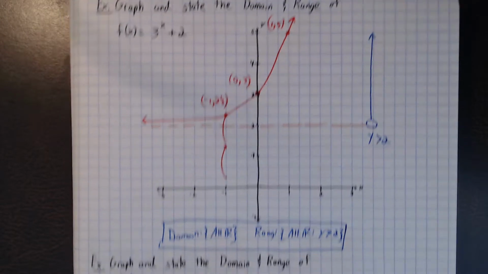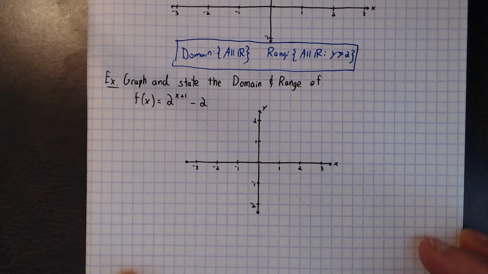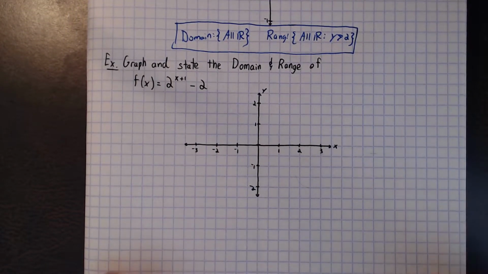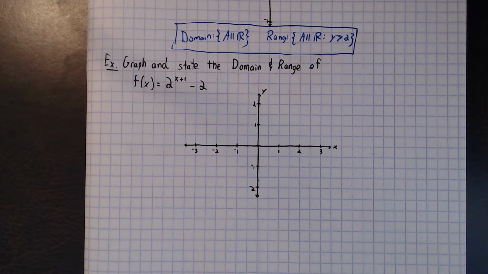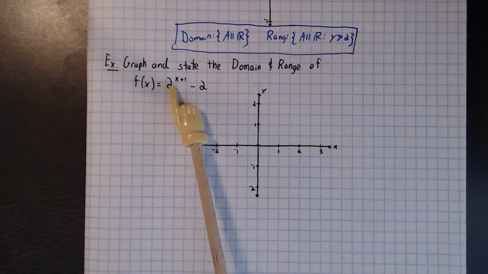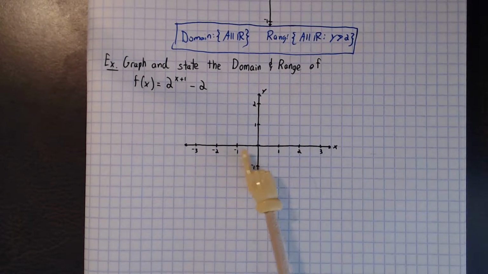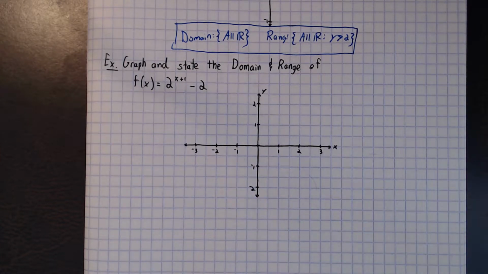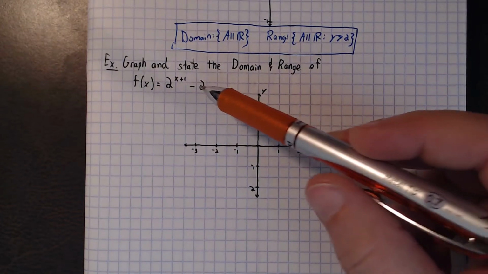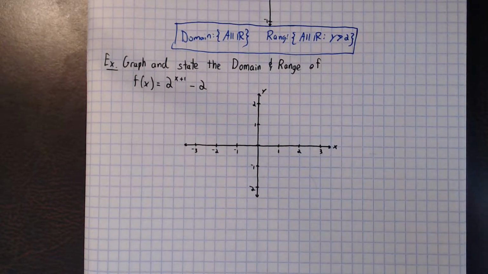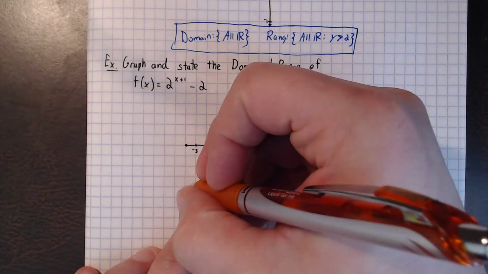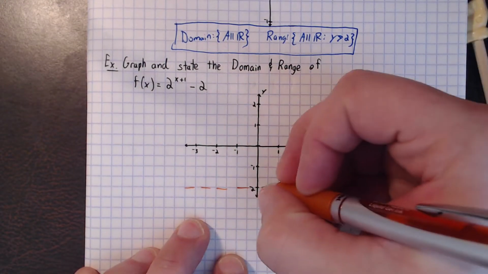Let's try another one. Got a different base, and it's got a couple more things happening, right? And again, quickly looking at my setup, my base is 2. So for my graph, I gave myself 2 spaces in between. That'll help me with any fractions that come up. Okay, so this time I'm going to plot my asymptote first. Says at -2. So down here is -2. That's where our asymptote is going to go.